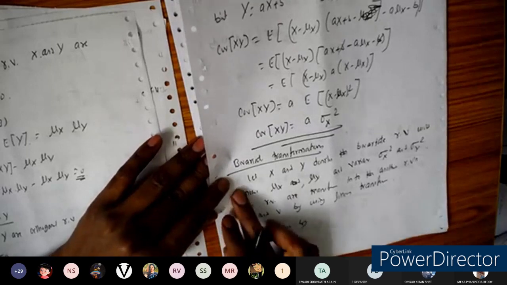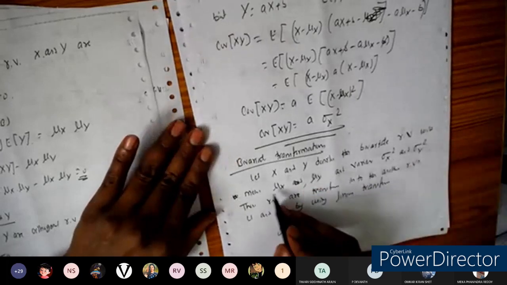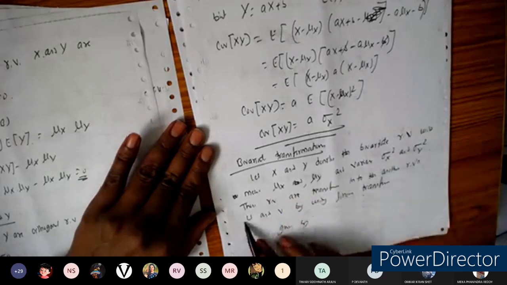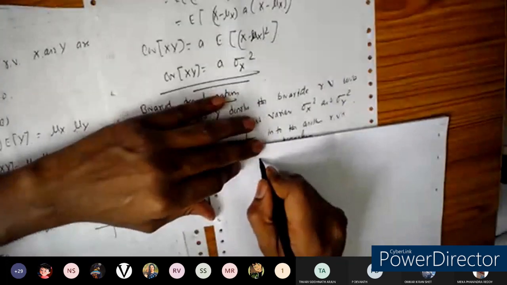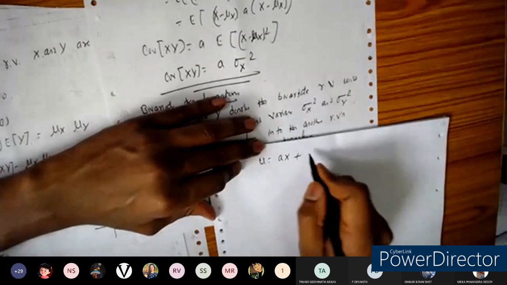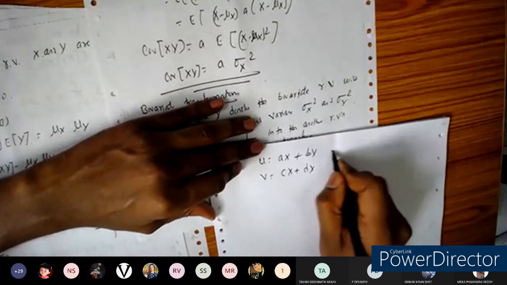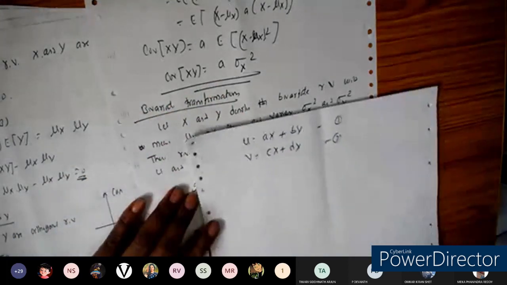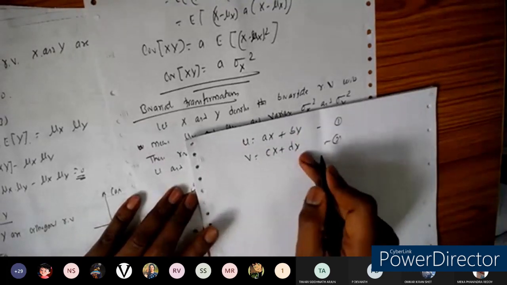So what we are going to do is transform the two bivariate random variables X and Y, having means mu_x and mu_y and variances sigma_x squared and sigma_y squared, into new random variables U and V. We transform them as U = aX + bY and V = cX + dY. Call these equations 1 and 2. These are the linear transformations, where a, b, c and d are certain constants.